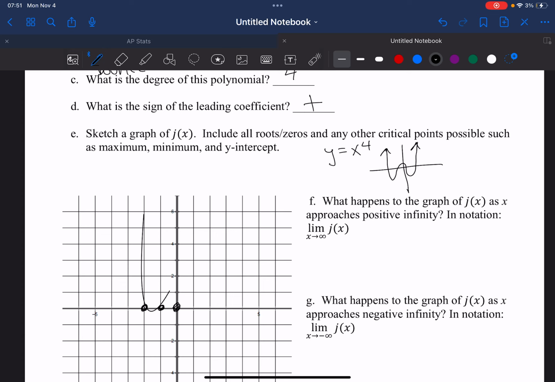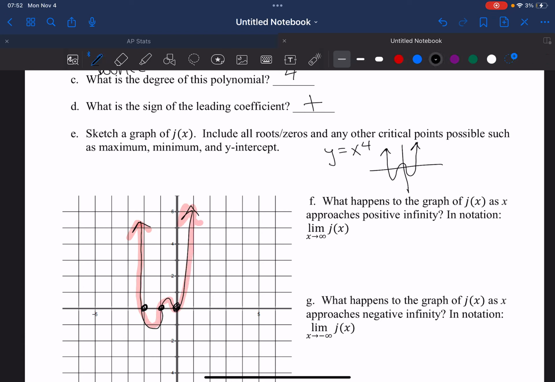Sorry, I don't know what happened with my pen. Okay, going down, going back up, and then bouncing off of that 0. Okay, notice how I didn't go through the x-axis on that. I just bounced off of it, and I still get my W shape.